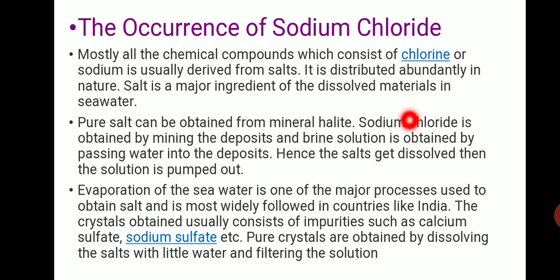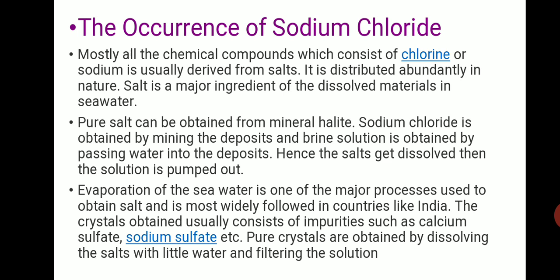Sodium chloride is obtained by mining the deposits, and brine solution is obtained by passing water into the deposits. Hence the salts get dissolved, then the solution is pumped out. So brine means concentrated solution of sodium chloride. We call it brine. We will study later the preparation of so many other salts. Brine means concentrated salt solution, the common name is brine solution.